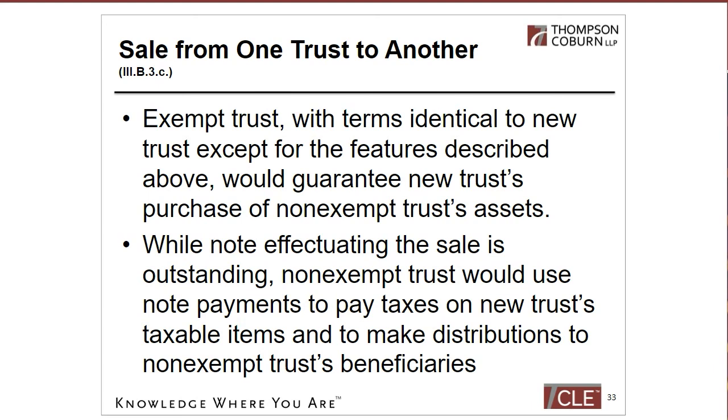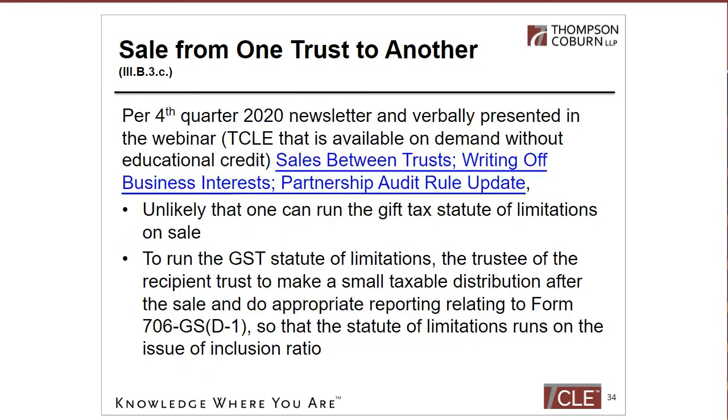So we would basically be draining the non-exempt trust by paying tax on everybody's taxes, just like any sale to an irrevocable grantor trust. Okay, and I went into some detail about gift tax statute of limitations and sales between trusts. I don't think you can run the gift tax statute of limitations when you do the sale between trusts, but you do want to take some steps to run the GST statute of limitations, and that's outlined on that slide.